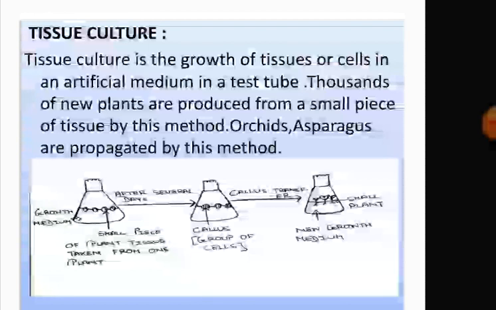Small part of the callus is transferred to the next medium, that is another growth medium that contains growth hormones. That results in the formation of root and shoot, and finally develops into plantlets. The plantlets are then transferred to the soil and ultimately develop into new plants. Thousands of new plants are produced by this process. Like this, some orchids and chrysanthemum are produced by this method of tissue culture. It is an artificial method.